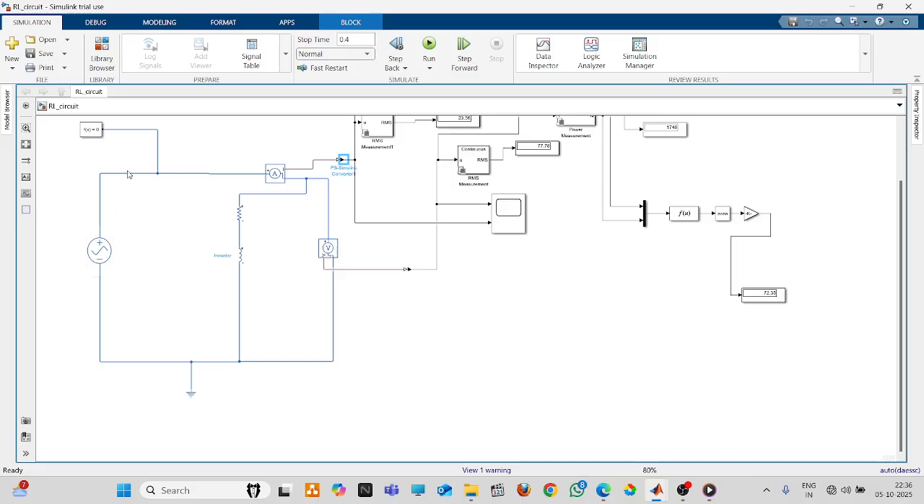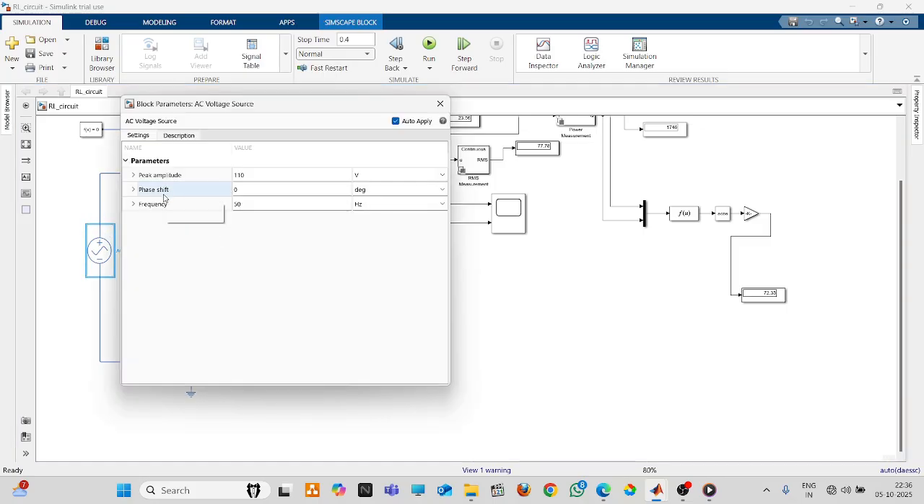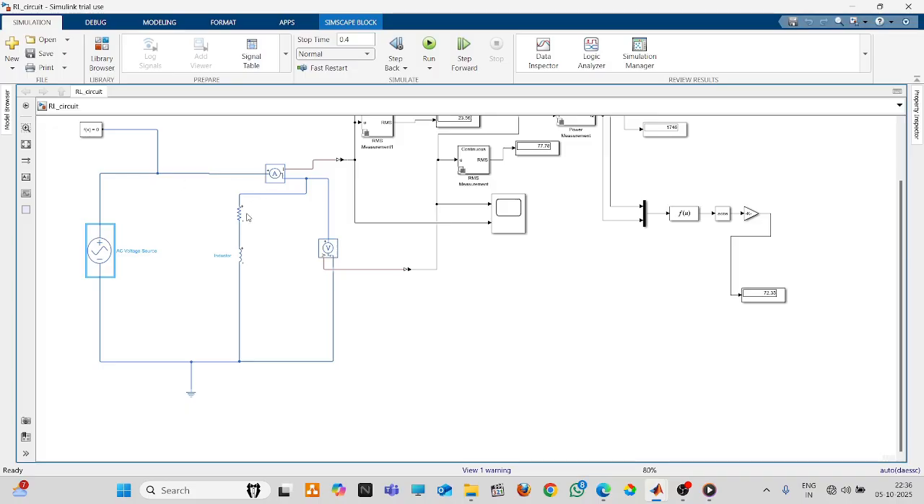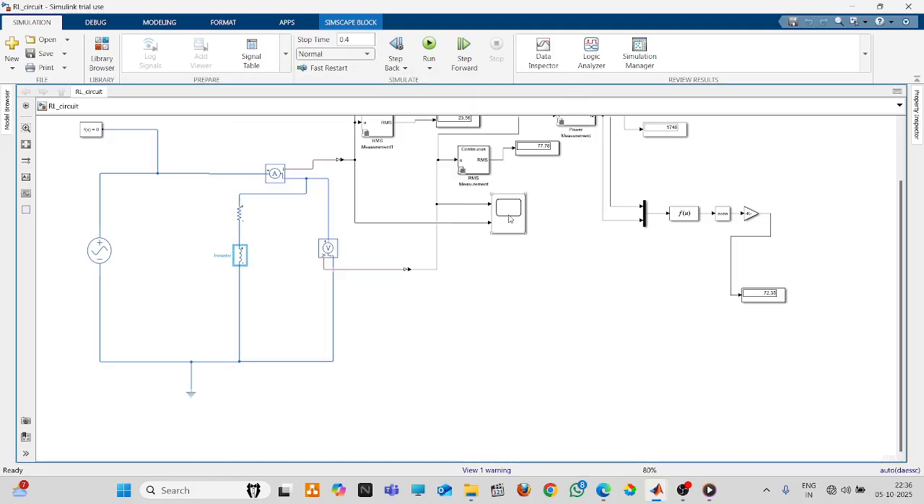You can see the sinusoidal voltage source is available in the SimScape. If you double click on it, you will have the peak amplitude, and you can also change the value of frequency. That is 50 hertz, which we have taken for India. Now, this will be given to the combination of a resistor and the inductor. The value of the resistor is taken as 1 ohm, and the value of the inductor is 10 millihenry. I have already run this simulation.